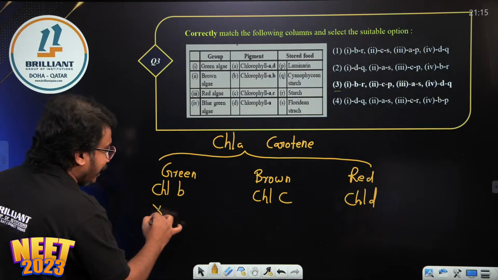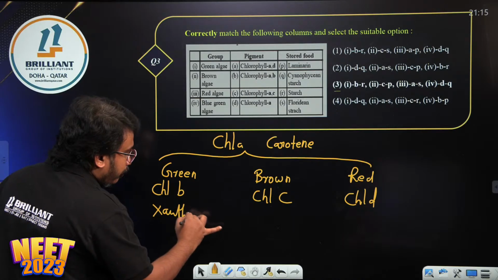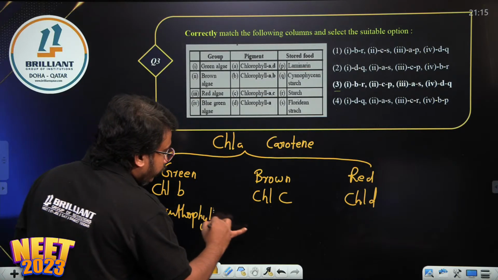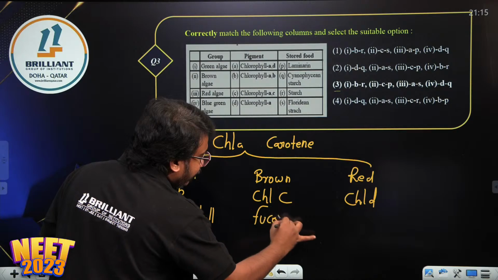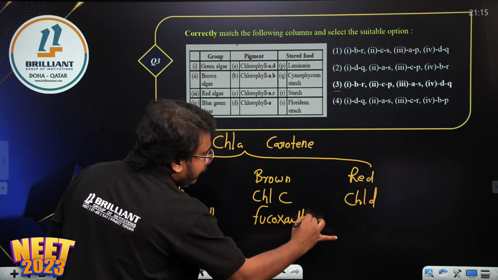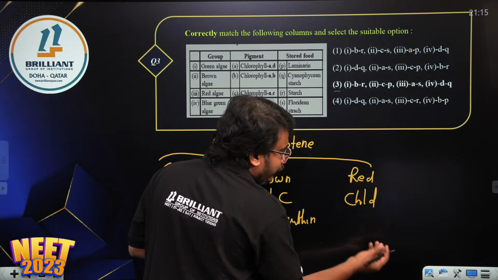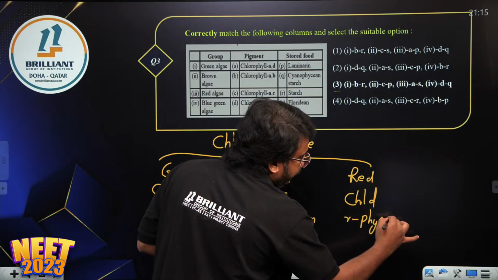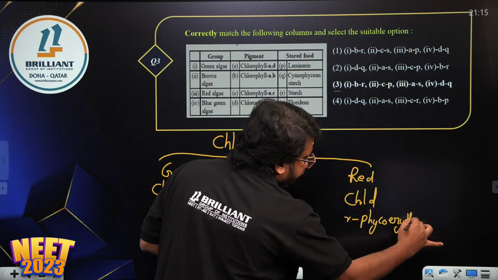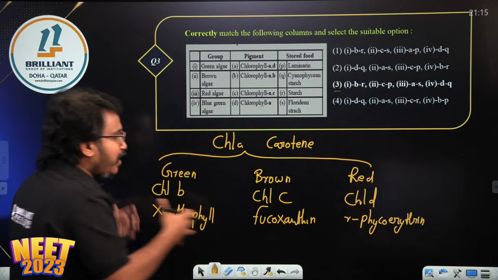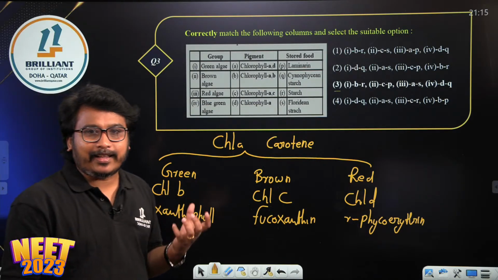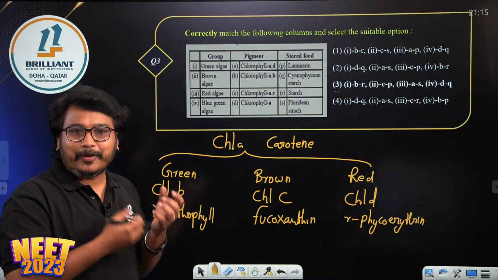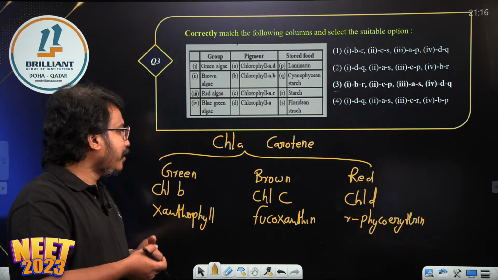Then what are the additional pigments coming other than B, C, D? Xanthophyll is present in green algae. Brown algae, the color is due to a brown color pigment, that is fucoxanthin. And red algae, the color is due to the R-phycoerythrin. This is the red pigment. So these are the pigments that are coming in algae. So learn this table nicely. You can easily crack many questions.